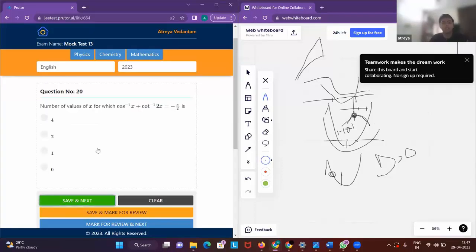Okay, the number of values for which cos inverse of something plus cot inverse of something is minus pi by 2.